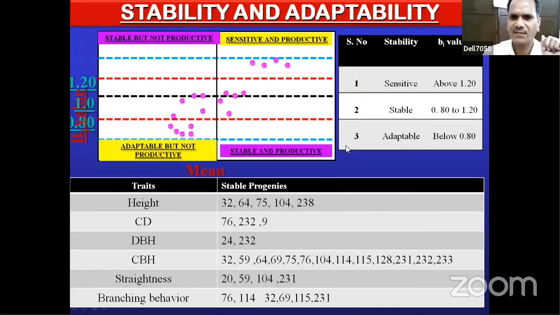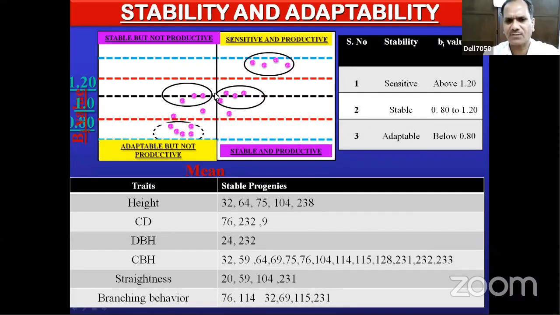So if I put this whole set of genotypes into this graph, you could see that this is how it comes. In the previous slide, when I was showing the theoretical slide, there was one model called Eberhart and Russell's model. It says when the regression is one, then that genotype is considered to be the most stable genotype. So these are the genotypes which have fallen on this dotted black line, which are stable. But then you'll have to find out, these are stable, but are they productive or not? So we have gone for these genotypes which are productive, but these are the genotypes which are not productive. These are the genotypes which are on the upper circle. They are very, very productive, but they are not stable. Their performance is bound to change with change in environment.